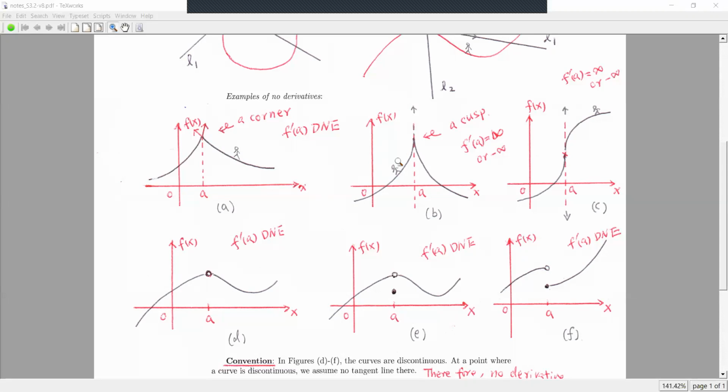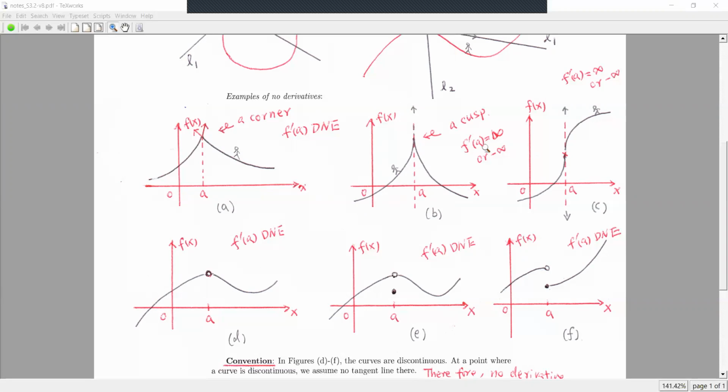Imagine that I walk along the graph. When I pass the cusp, my walking direction is this direction. Walk from the other side. When I pass the cusp, my walking direction is the same direction. Therefore, this vertical line matches this direction. So the vertical line is the tangent line to the graph of the function at the point A.